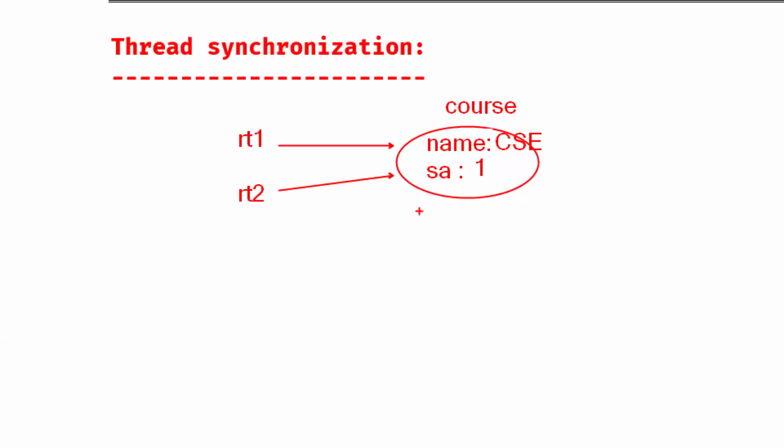For the resource here, course, it is an object, a course object. It's a resource. Resource means object. Two threads are sharing it. One is registration thread 1, and the other one is registration thread 2.